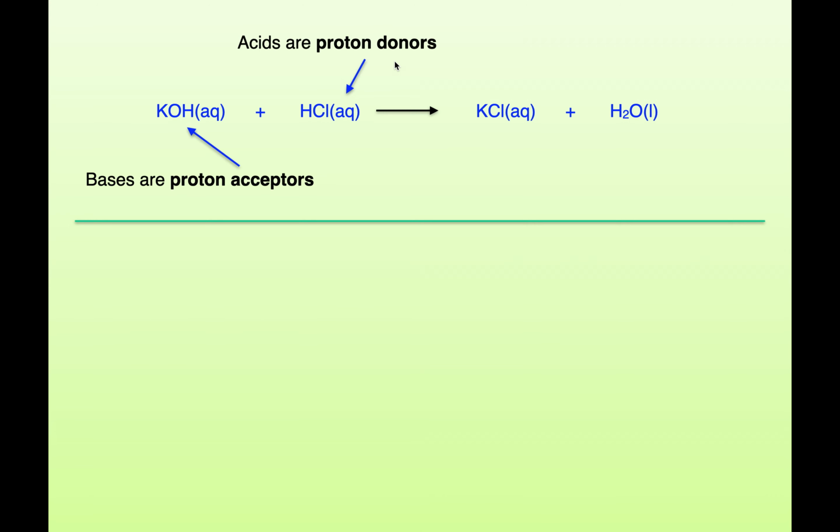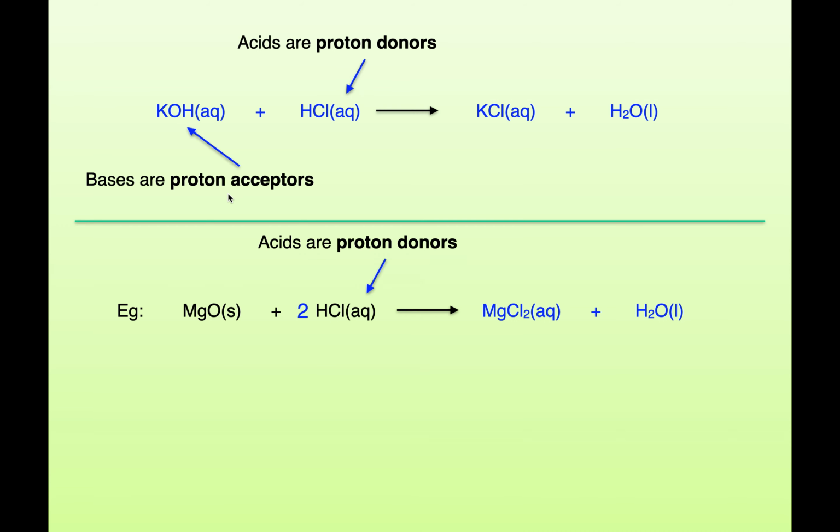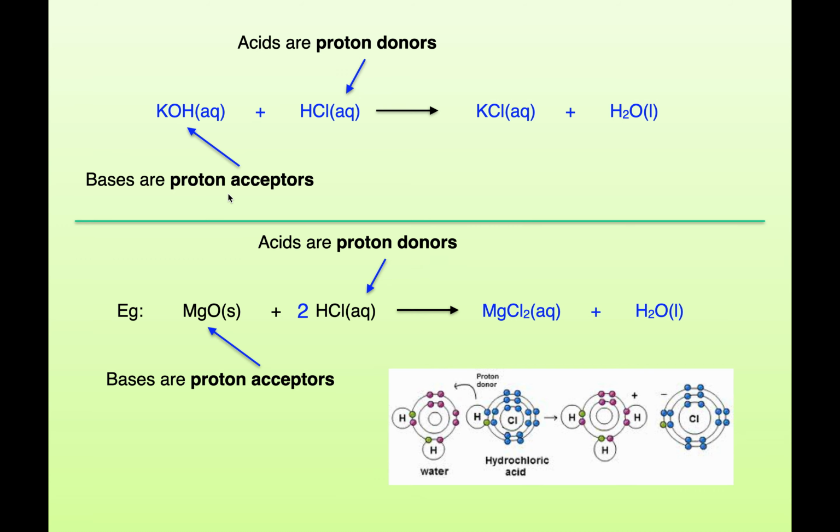Let's take an equation that we're familiar with. The hydrochloric acid here is a proton donor. What does it do with its proton? It donates it to a base. So a base is a proton acceptor. Proton donors, proton acceptors. Here's another example. The acid is the proton donor and the base is the proton acceptor. It's a very important distinction.